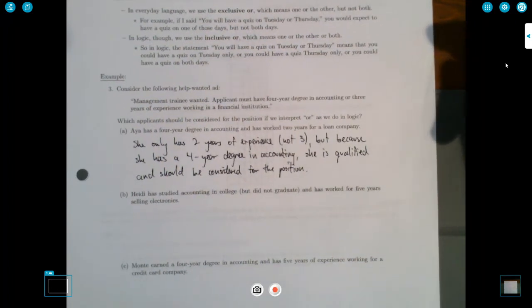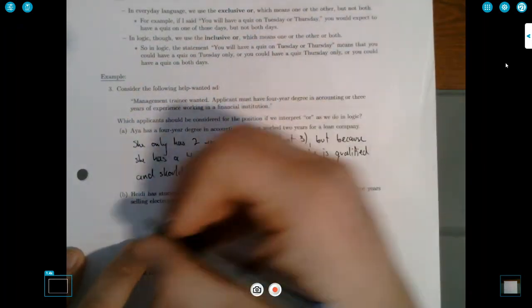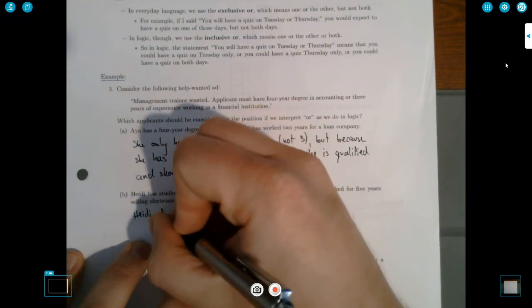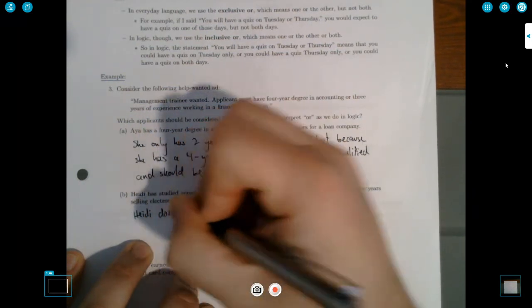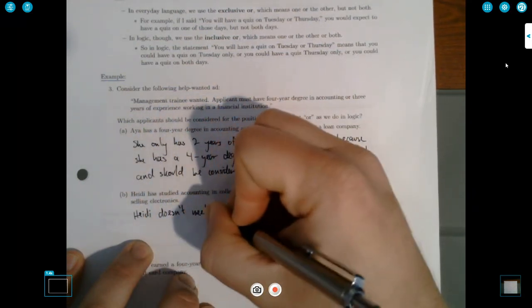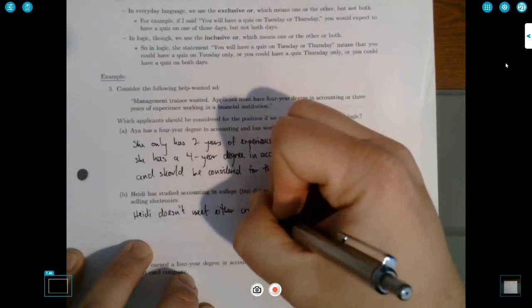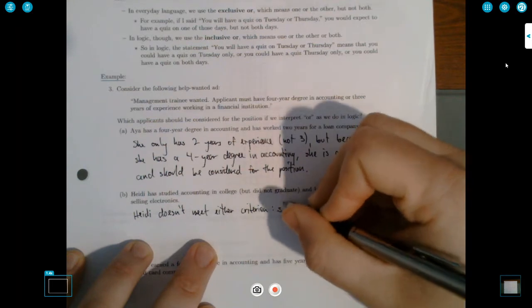So Heidi doesn't meet either criterion. She doesn't have a 4-year degree.